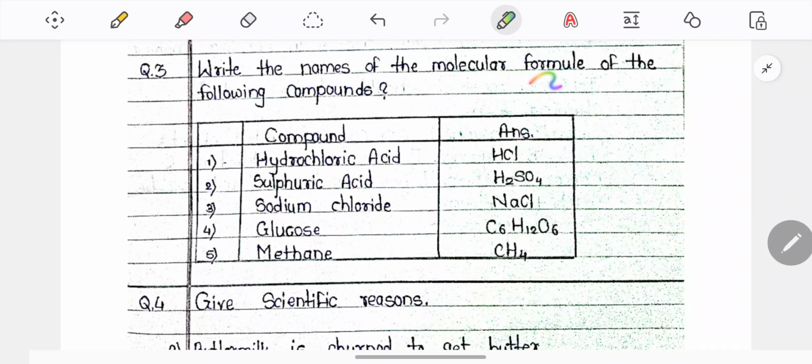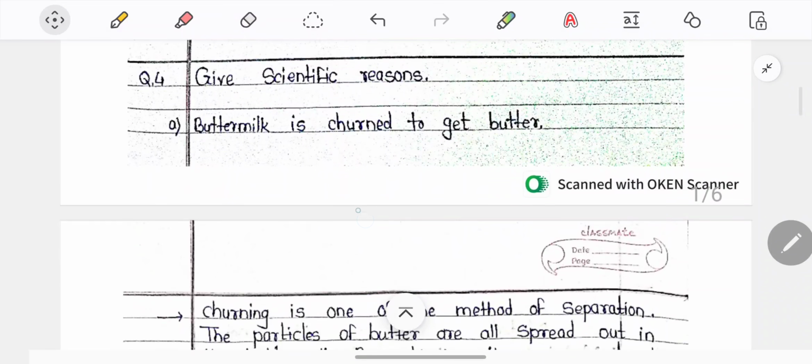Write the molecular formula of the following compounds. They have given hydrochloric acid, which means HCl, sulfuric acid's formula H2SO4, sodium chloride's formula NaCl, glucose C6H12O6, and methane, that is CH4. Okay, let's move to question number 4.